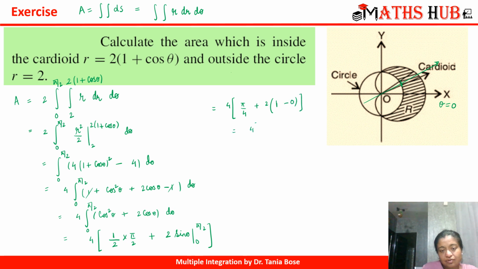So that is 4 into pi by 4 plus 2. So when you multiply with 4, you'll get pi plus 8, right? So this becomes the answer for the area. I hope it is understandable, right? So let's move to another question.